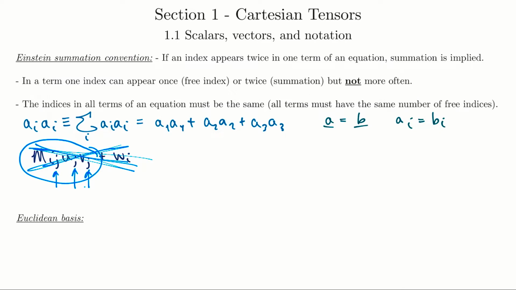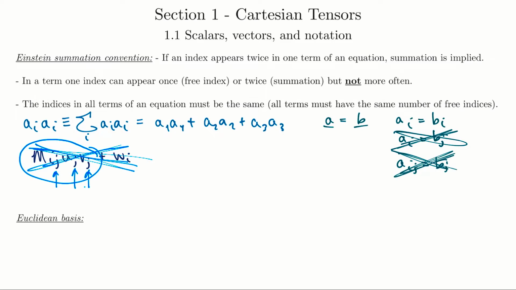What we couldn't do is say A_i equals B_j. Okay, they're not the same, so that would immediately tell us something was wrong. That can't happen. We also can't have a different number, right? We can't say A_ij equals B_j, let's say, because we have 2 on the left and 1 on the right, so we would know that would be a different number of indices.